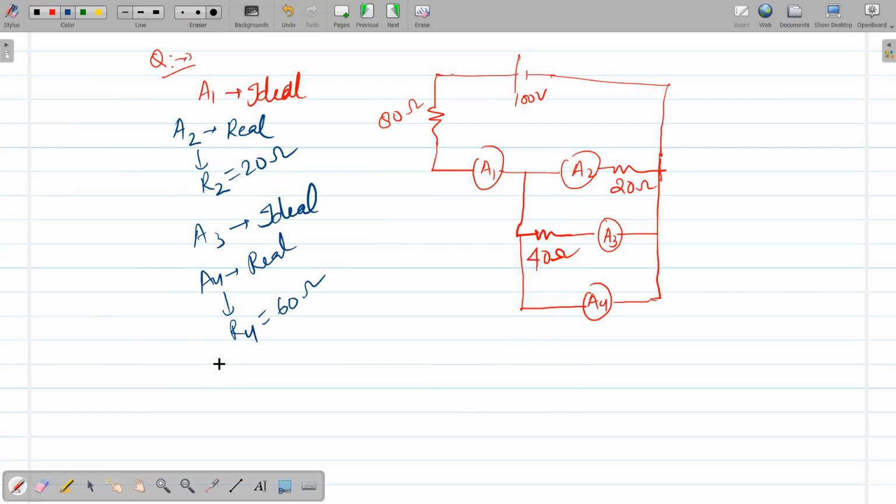So question is, find the reading of each ammeter. Find the reading of each ammeter. Calculate this.